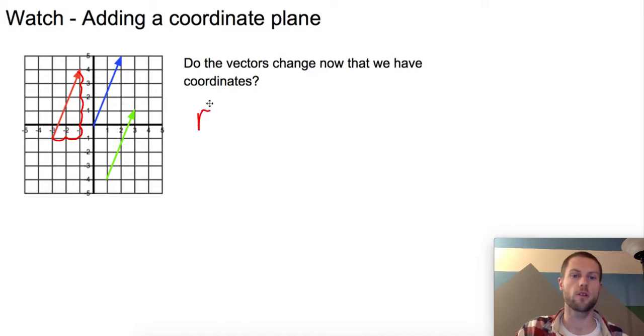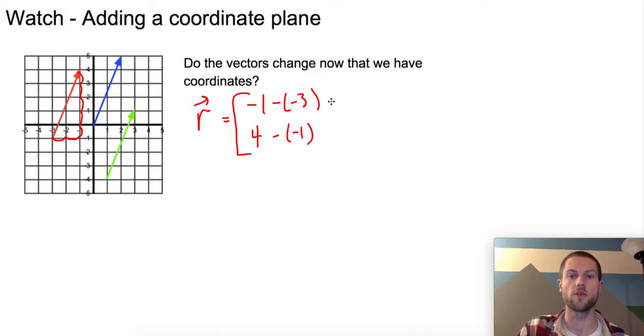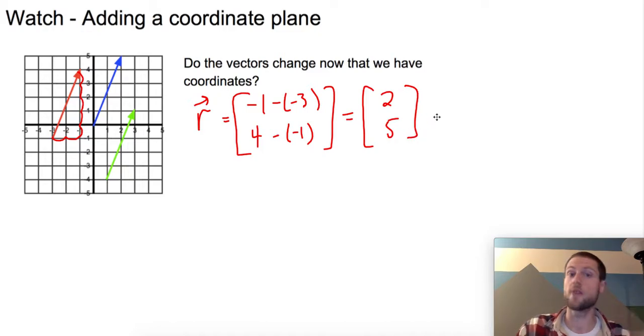So let's call this vector r since it's red. And that's going to be given from my x step. And looks like my x step ends at -1 but begins at -3. So I can find the difference between -1 and -3. For my y values, looks like it ends at 4 but begins at -1. So I can find the difference between those two values to find my step in my vertical direction. And if I do a little bit of arithmetic, I can find that this comes out to be 2 and 5. So surprise, surprise, it's the same vector as before.